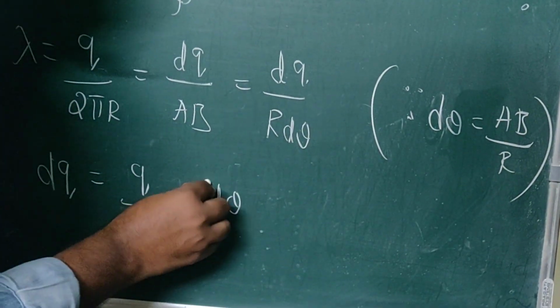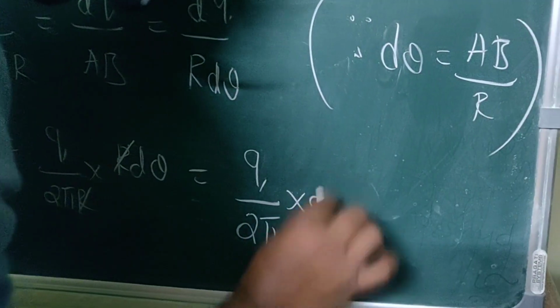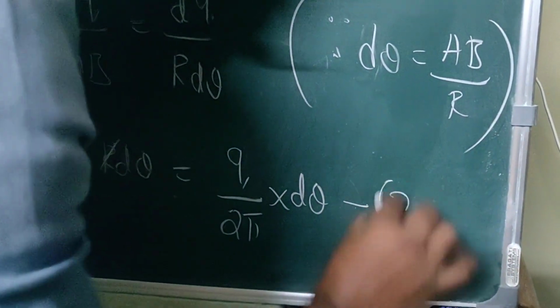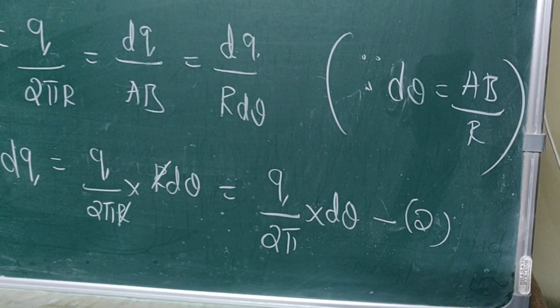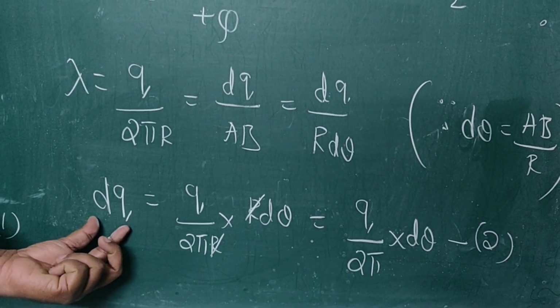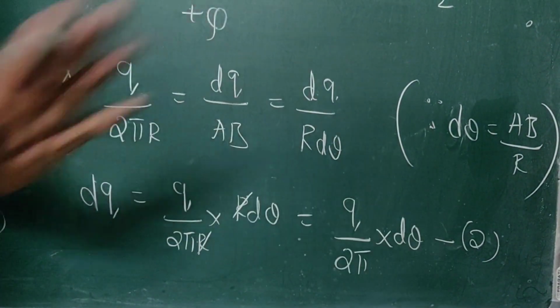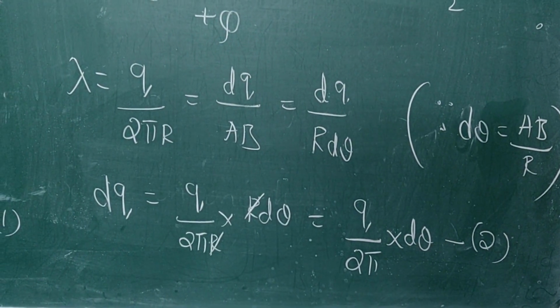You can cancel this r, the remaining thing is q into d theta by 2 pi. I'll call it equation number 2. Take a look at this. The small amount of charge on the small segment of the ring, that is dq, equals this much. I'll call it equation number 2.